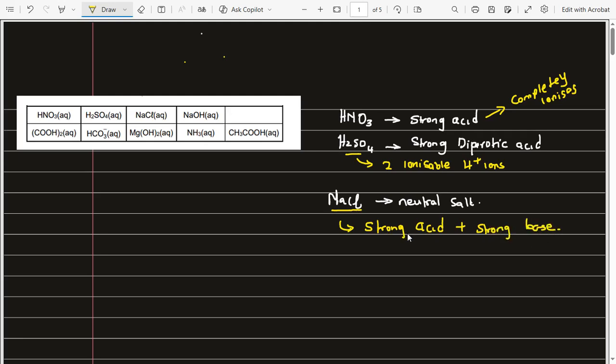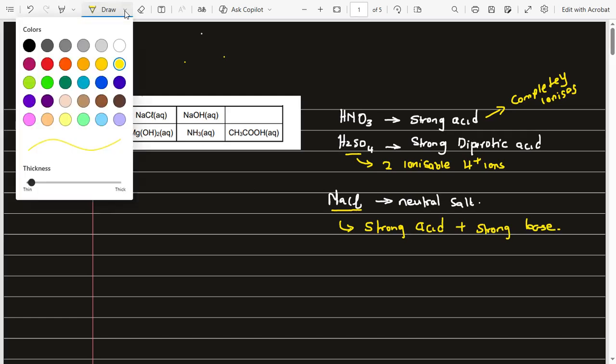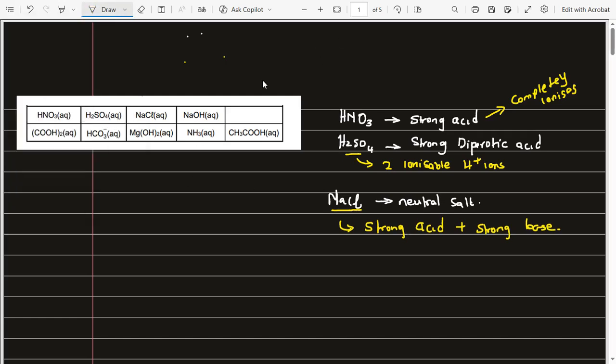What about the NaOH? That's sodium hydroxide. This guy here is what we call a strong base. The reason it's a strong base is that it produces the OH ions.